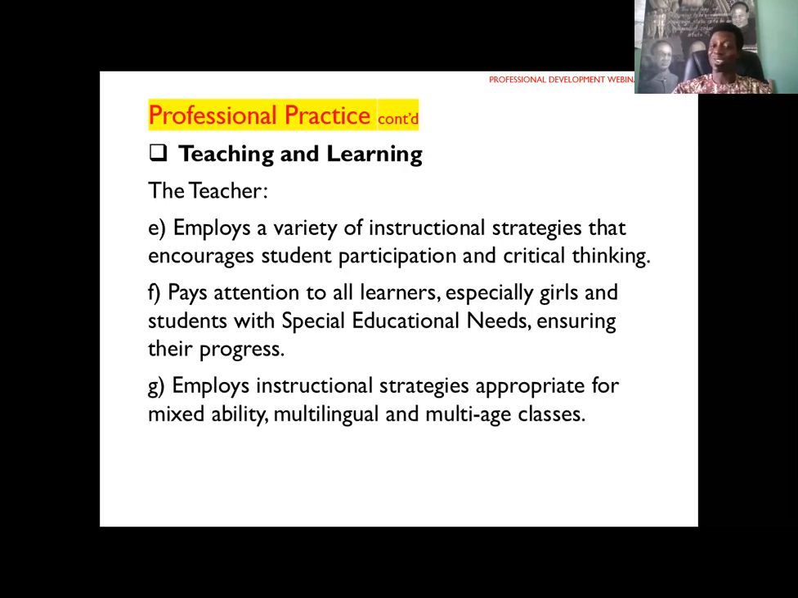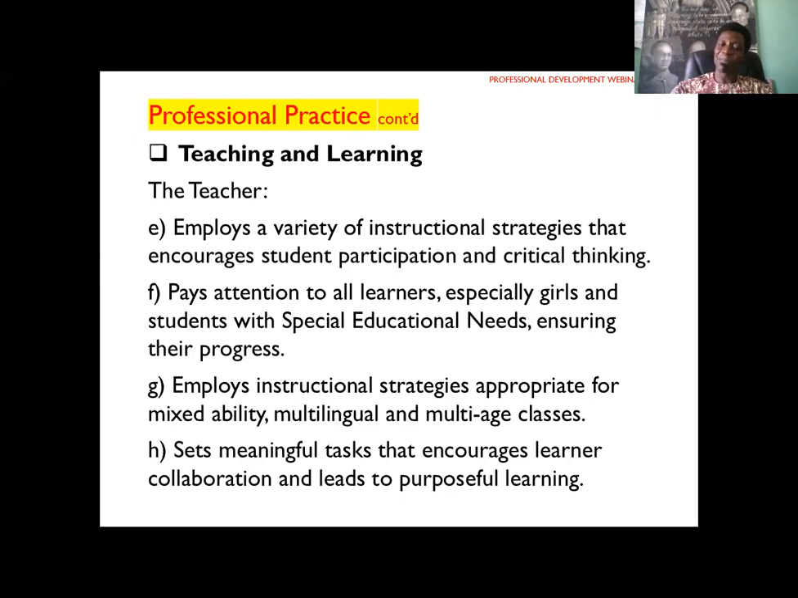Teacher also employs instructional strategies appropriate for mixed ability, multilingual, and multi-age classes. Now, if you look at our school system, somebody may be 12 years old and in class one. Some of them may be 15 years old and in class one, right? And so you need to look at all this. Don't say, oh, you have grown up like this, you're in class one and you don't know anything. No, let's stop embarrassing them. So these are some of the conduct we need to observe. Just avoid embarrassing them.